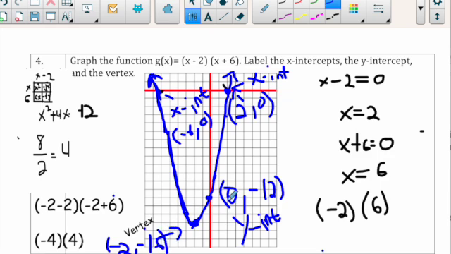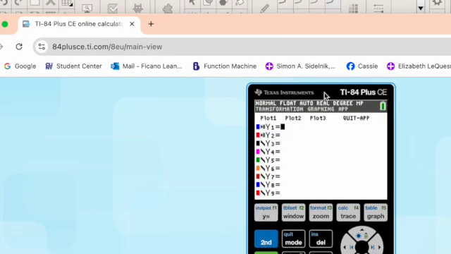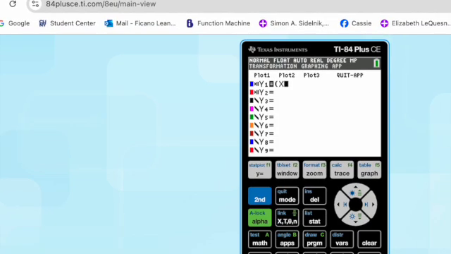Now, if you don't know how to do all that math, it is okay, because your calculator will do the calculations for you. So let's bring it up and go to y equals, and we're going to put in the original equation, x minus 2 times x plus 6.